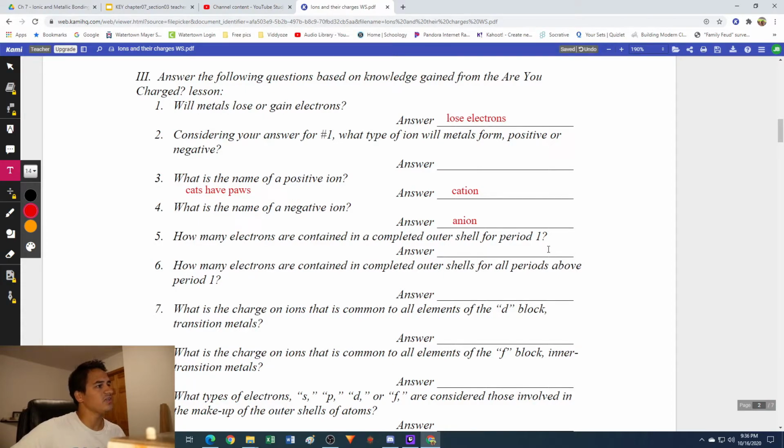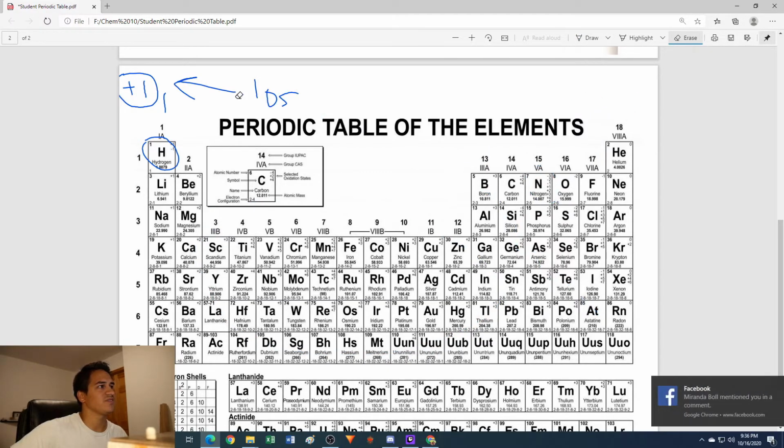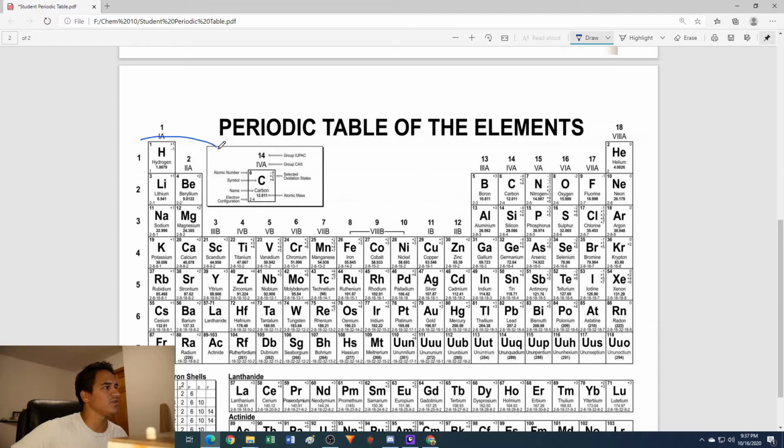Number 5, how many electrons are contained in a completed outer shell for period 1? All right, so periods are rows, okay? So groups are columns, periods are rows. So what this question is asking, let's erase all of this stuff because it's getting a little bit too cluttered here, okay? So what this question is asking, how many electrons are contained in a completed outer shell for period 1? So basically, for elements that are in the first row right here, which would be hydrogen and helium, which sits right here, even though it's not drawn, okay, hydrogen and helium.